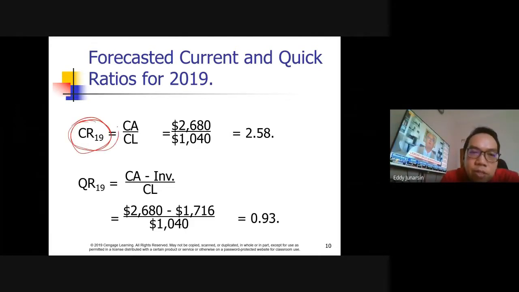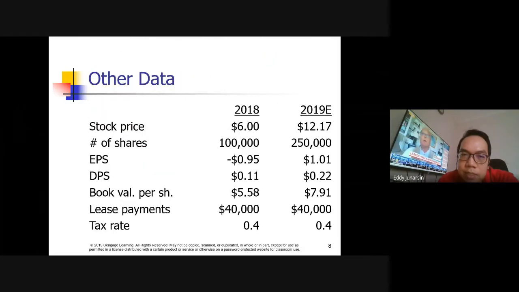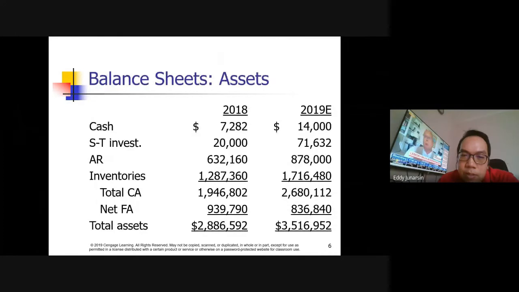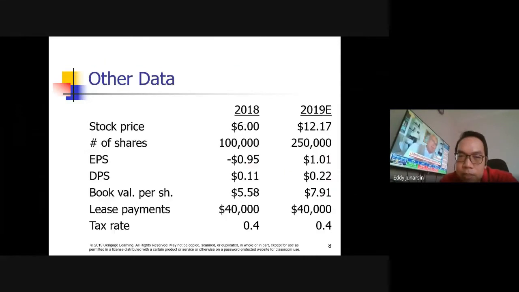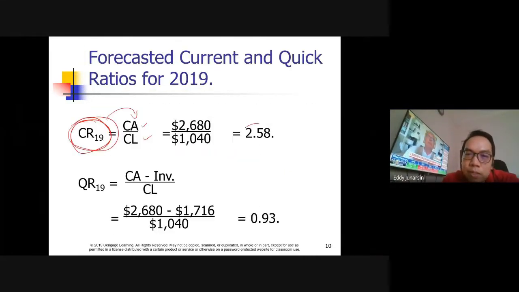So you see the name here, current ratio. It means we are comparing current assets and current liabilities. So the current assets is divided by current liabilities. So we use our hypothetical data here. Current assets are here, 2.6 million, and current liabilities are 1,039,000. Okay, so we get 2.58 for the current ratio.